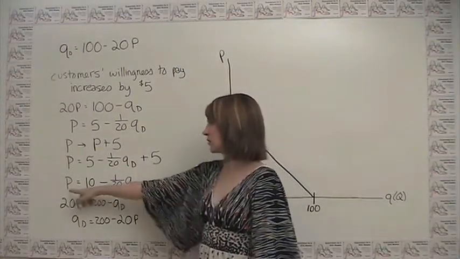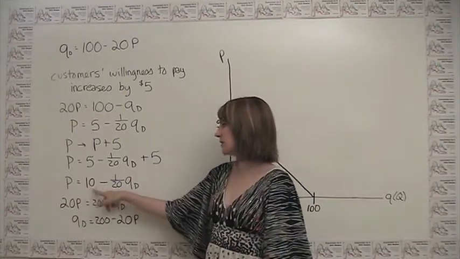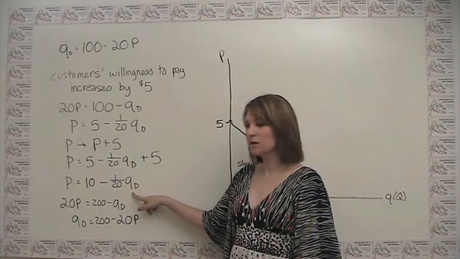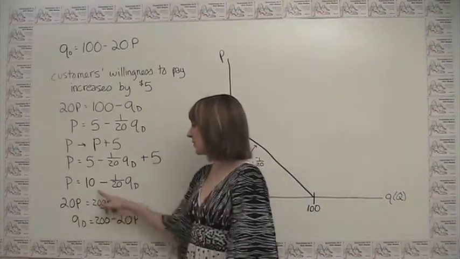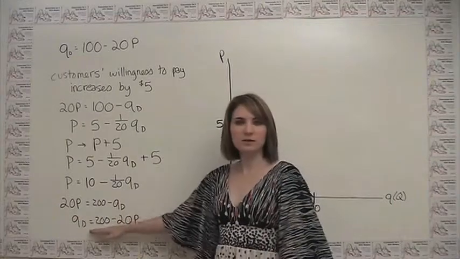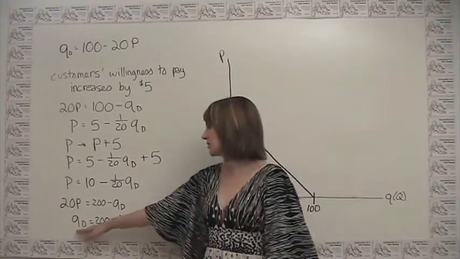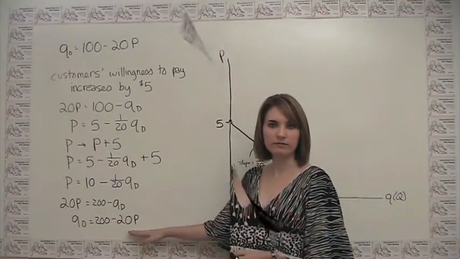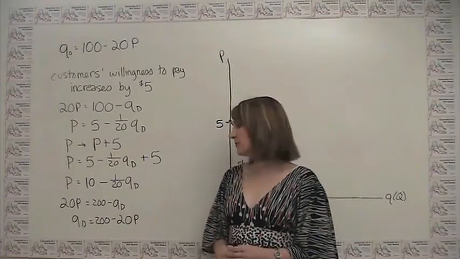In that sense, price is our old demand plus 5. Or simplifying a little bit, we just get price is equal to 10 minus 1 over 20 times the quantity demanded. You can then just go back and rearrange to see that our new demand curve is just quantity demanded is equal to 200 minus 20p. So let's think about how to graph this.